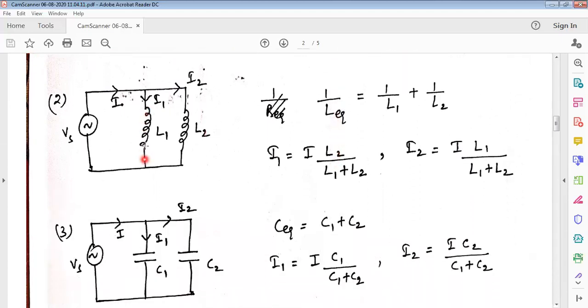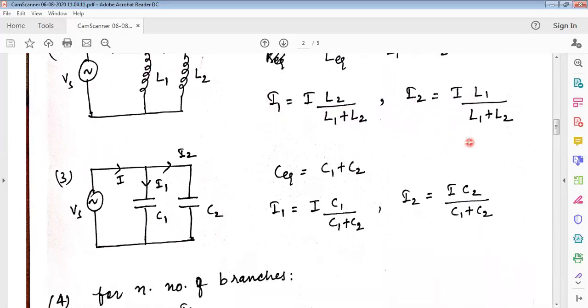Similarly, if two inductors are connected in parallel, the equivalent inductance will be 1 by L equivalent equal to 1 by L1 plus 1 by L2, because these inductors are connected in parallel. Inductors behave like a resistor here. So for inductors also the formula will be the same: I1 equals I times L2 divided by L1 plus L2. See, opposite inductance. Here also opposite inductance.